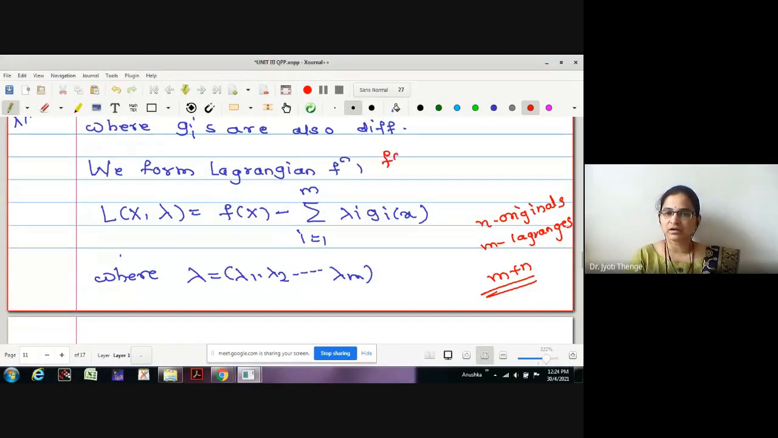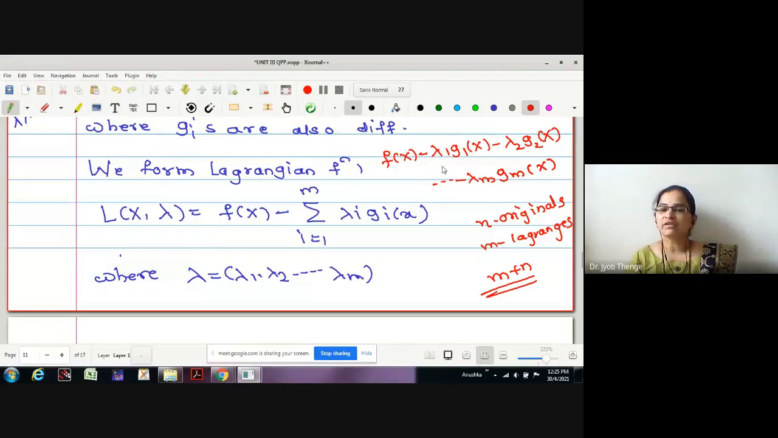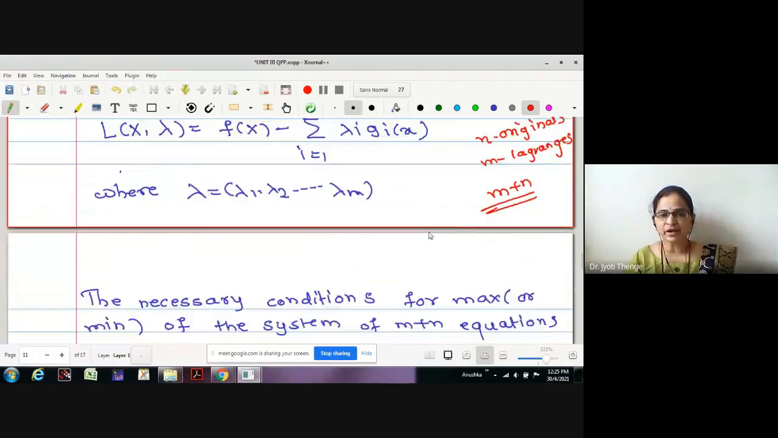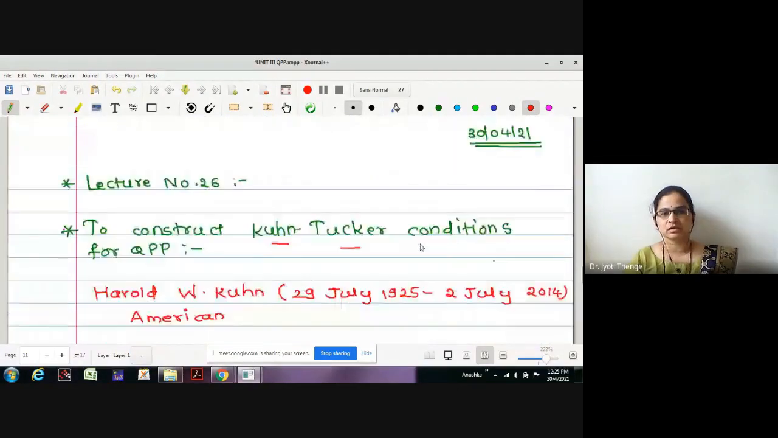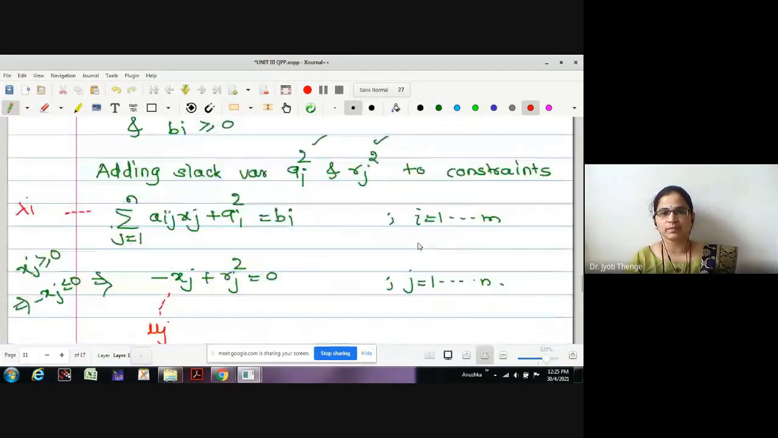Let me write it here. F of x minus lambda 1 g1 of x, minus lambda 2 g2 of x, and so on up to minus lambda m gm of x. That means we were multiplying the constraints by the Lagrange's multiplier and subtracting from the objective function. The same kind of job we do for this quadratic programming problem. So this is the objective function.